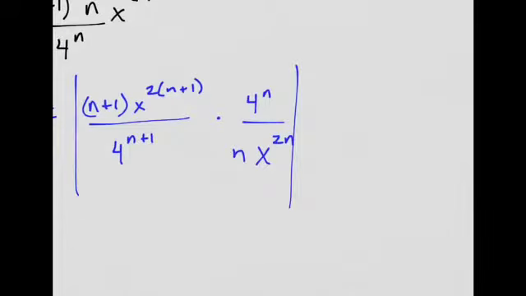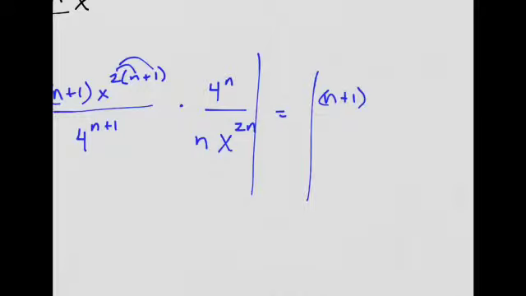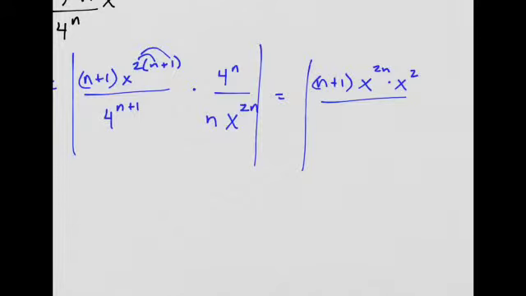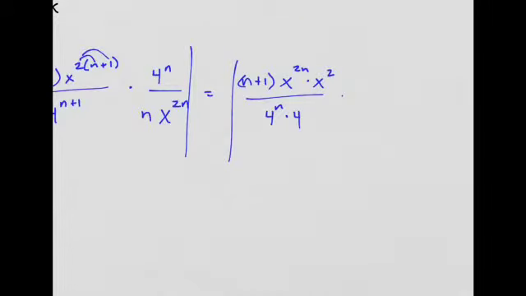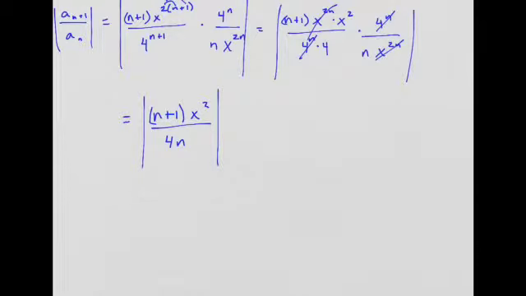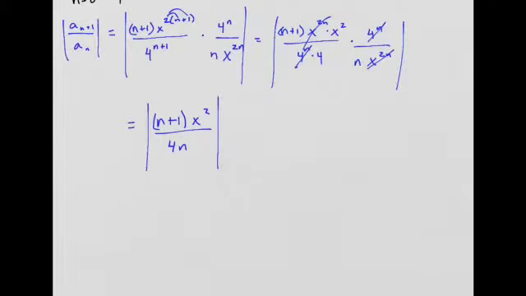So I have that, and I'm going to keep the n plus 1. And I'm going to change this. Well, that'll be 2n plus 2, so that's just the same thing as x to the 2n times x squared. And in the bottom, this is just 4 to the n times another 4. And that 4 to the n cancels out. And the x to the 2n cancels out. So what are we left with? We're left with n plus 1 times x squared, all divided by 4n.